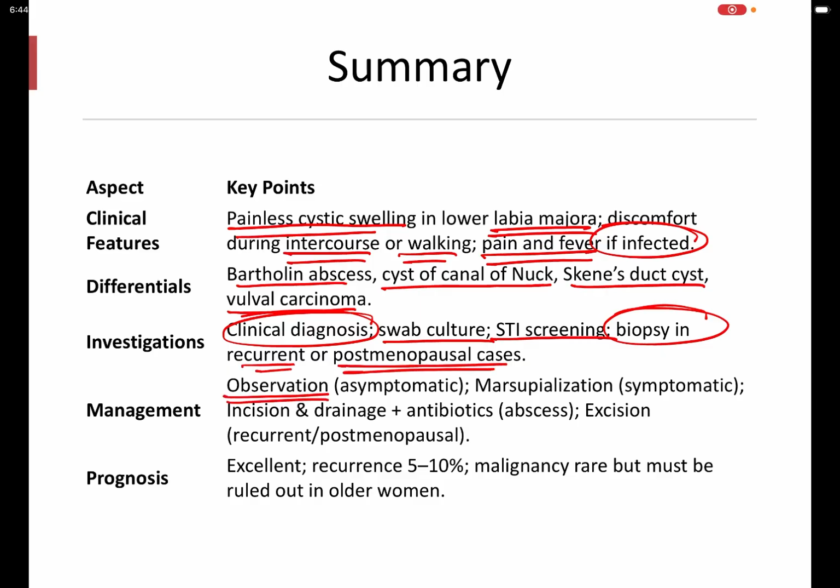Management is mainly through observation. Marsupialisation is done for symptomatic cases and I&D for any recurrent cases and postmenopausal cases. Prognosis is excellent, though 5 to 10% recurrence may be there, along with a rare chance of malignancy, but it has to be ruled out in older women.